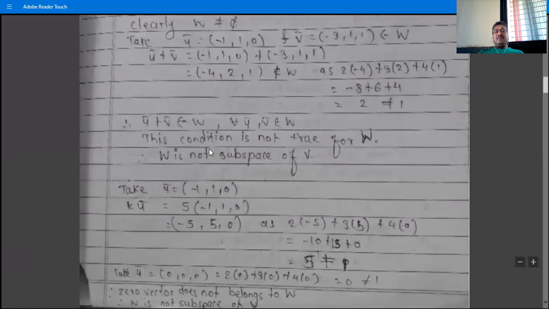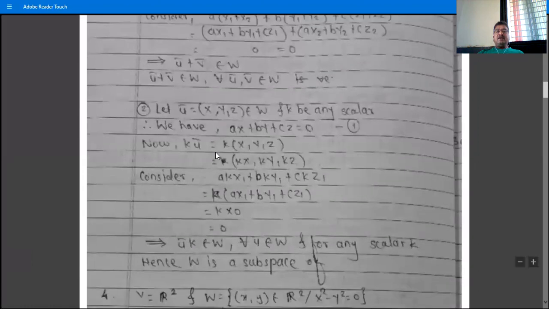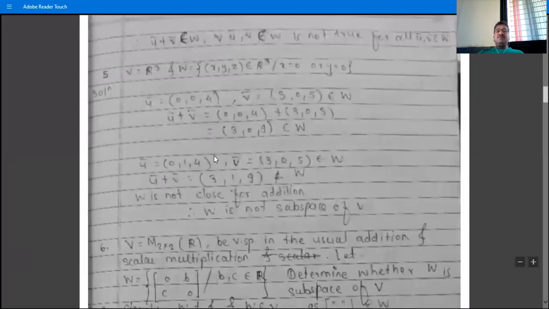So in some examples, both conditions fail. In some examples, only the first condition fails. For example, in this example, the second condition is true for W: any scalar and any element of W, its multiplication belongs to W. Because if you take V bar as (3, 0, 5) and K as a scalar 5, then 5 into (3, 0, 5) is (15, 0, 25). That is, K into 0 is 0. So the second condition is true for this W, but the first condition fails, that the addition of every two elements of W does not belong to W.